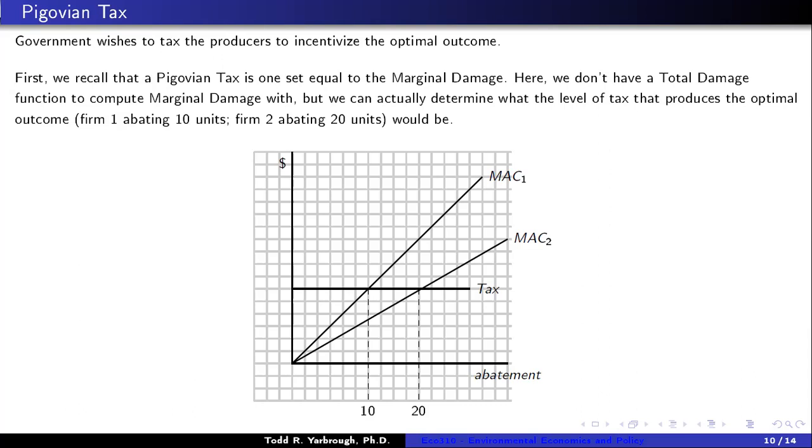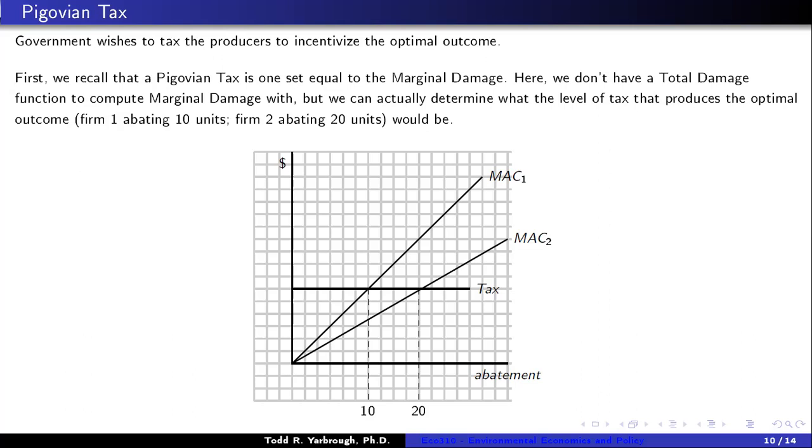Furthermore, if I were to just tell you that the marginal damage was a certain amount of money, and therefore we should set the Pigovian tax equal to that, it would be a fairly uninteresting thing for us to explore. So what I want to do is actually go through the economics of how the Pigovian tax would work.